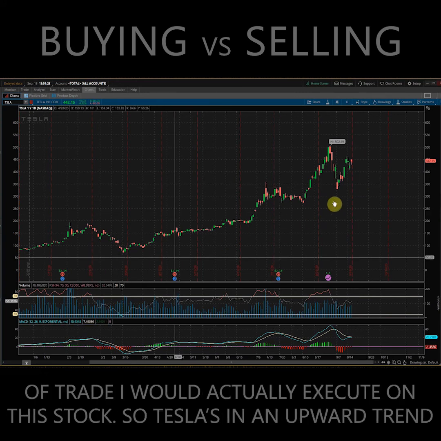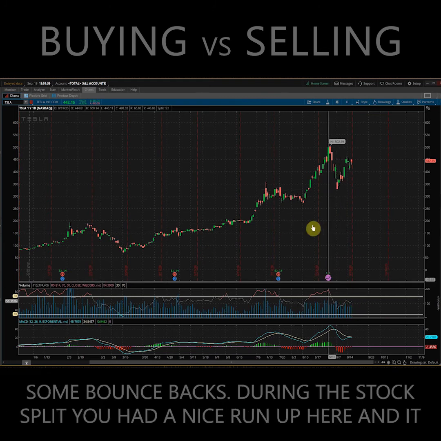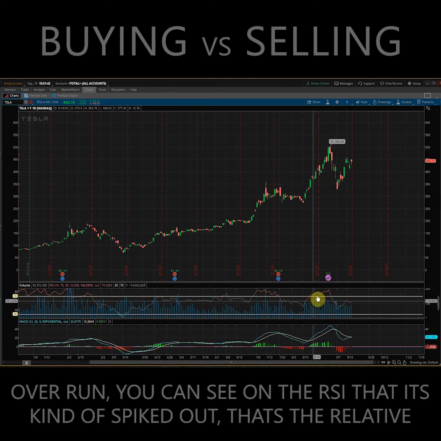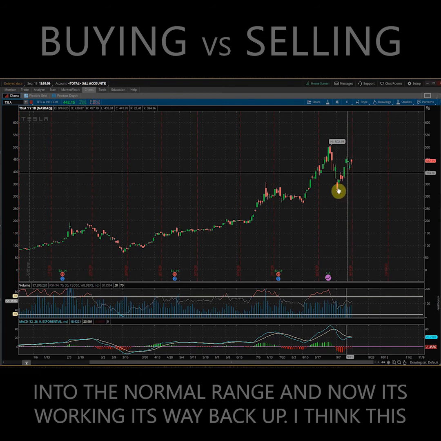So Tesla's in an upward trend. I actually think it's going to continue to go up. It's a little bit volatile, so it's had some bounce backs. During the stock split, you had a nice run up here and it peaked at 502. And then you had a pullback because obviously this was overrun. You can see on the RSI that it's kind of spiked out. That's the relative strength index, meaning it was a little bit overbought. So it's dipped back down into the normal range and now it's working its way back up.